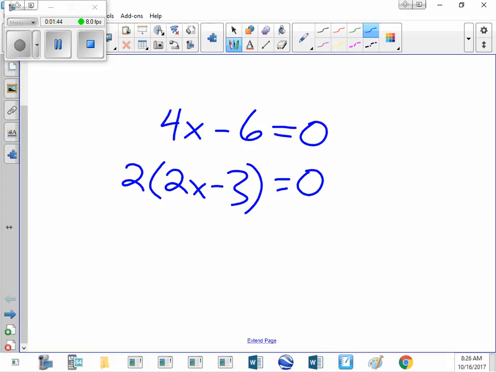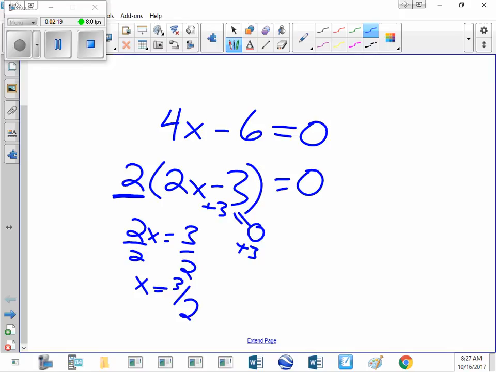Okay, what are the roots here? How many roots do I have? Just one. How come? I only have one variable. So this does not affect the roots at all. It is a factor, but it doesn't affect the roots. If I set this one equal to 0, what do I get? I add 3. 2x equals 3. Divide by 2. X is 3/2. Does that make sense?